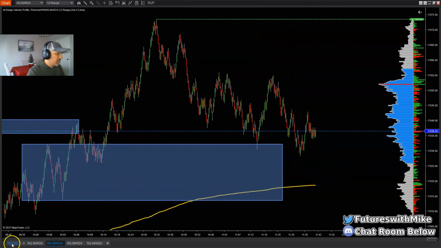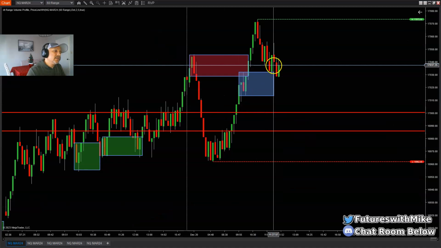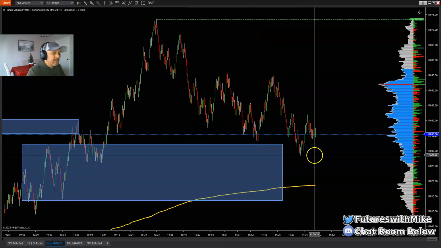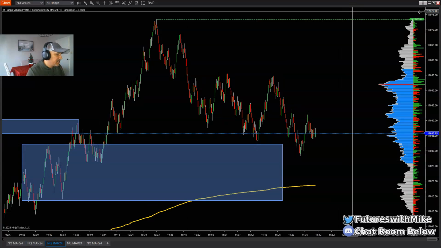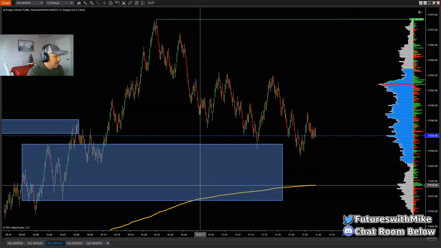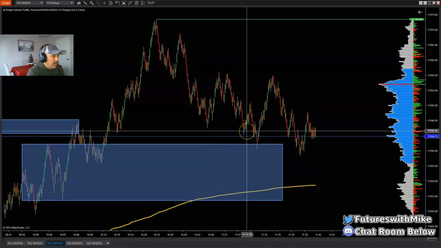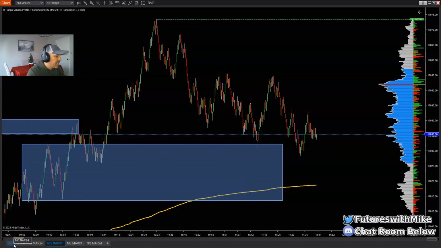So the question is, what's it going to do? Is it going to continue pushing lower, or is it going to push higher? What I like to see is maybe a break of structure to the outside, pull back, and then go long, if it does that. But right now, I'm just going to stay out of the market until I can figure out what it's doing.